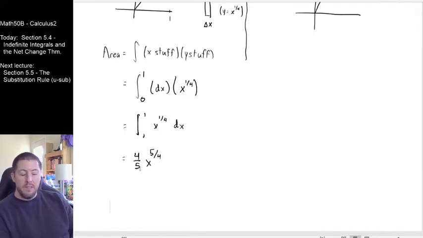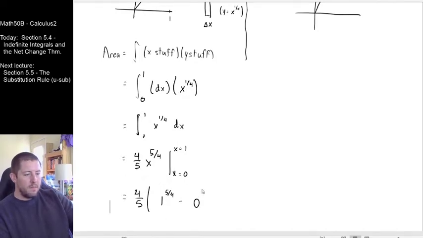Now, if I take the derivative of this right here, you'll see the 4/5 cancel with the 5/4 that comes down, leaving us with one copy of x to the 1/4. This is what I would like to evaluate from x equals 0 to x equals 1. Once again, it looks like we get a pretty simple evaluation right here, especially because of the 0 part. What we're getting here is 4/5 times 1 to the 5/4 minus 0 to the 5/4.